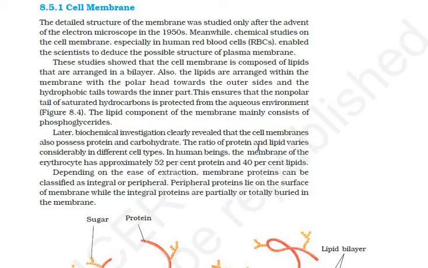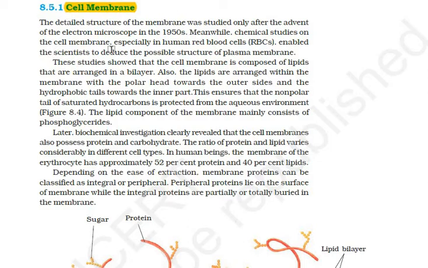Last time we discussed the structure of the cell wall. We discussed the various aspects related to the cell wall of plants. Today, the topic we're going to discuss is the cell membrane. We're going to discuss the structure and composition of the cell membrane.